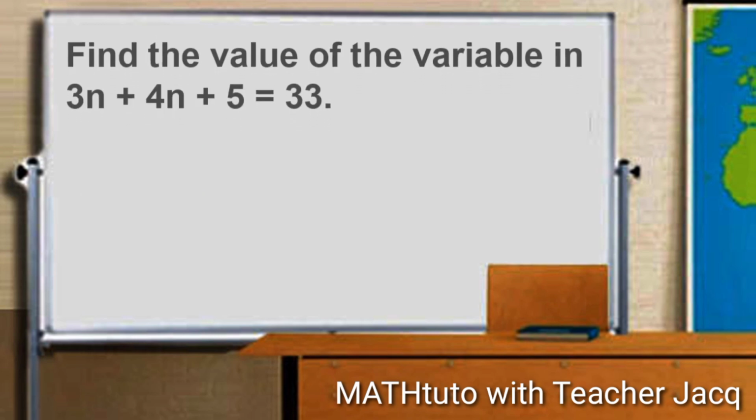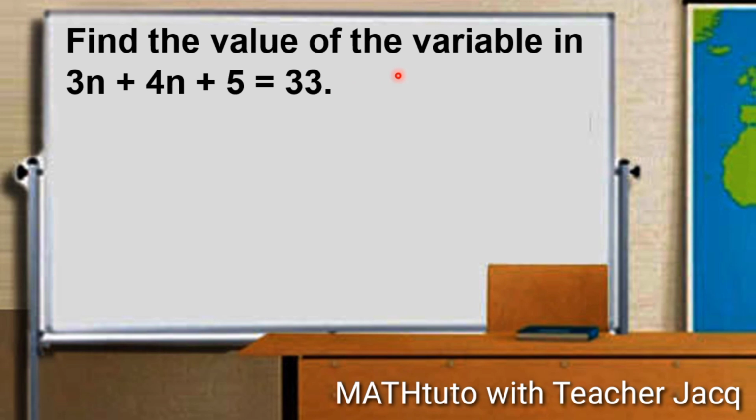Let's have our next example. We have: find the value of the variable in 3n plus 4n plus 5 equals 33. So, kung papansinin mo yung given natin, meron tayo ditong 3n plus 4n. Pwede na natin itong pagsamahin. So, 3 plus 4 equals 7. Then, copy lang natin yung variable na n. Kaya meron tayong 7n plus 5 equals 33.